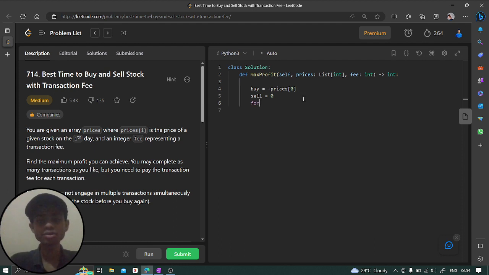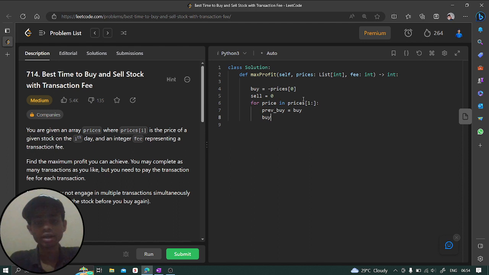Now we are going to use a loop: for i in range 1 to the length of prices. Instead of this, we can also do it like this: for price in prices from index 1. Same thing, it's going to take everything after the first index, the 0 index. Now we are going to check it. First of all, let's store the buy in a previous variable, previous buy. Previous buy is going to be nothing but buy.